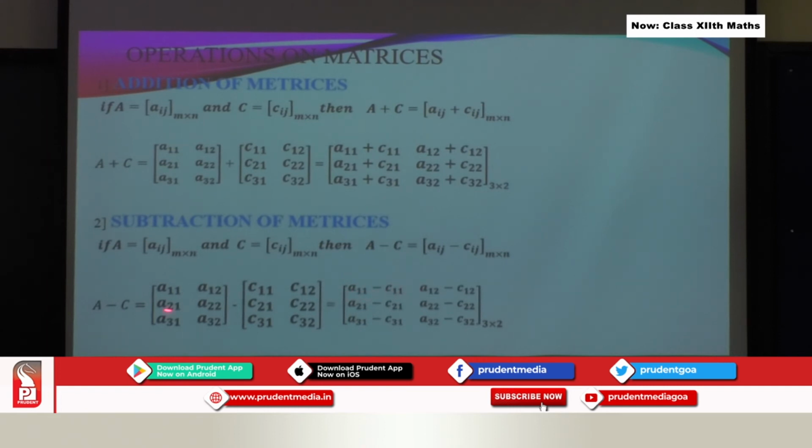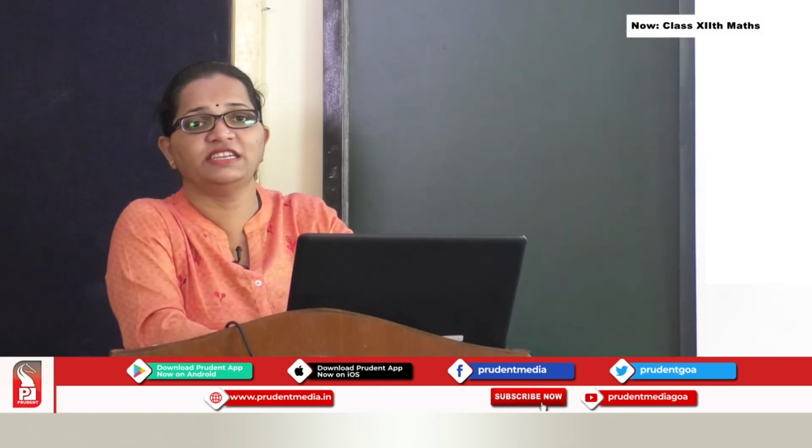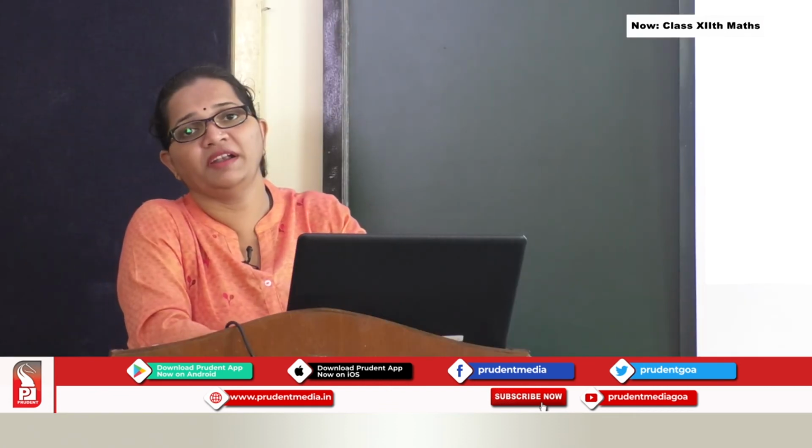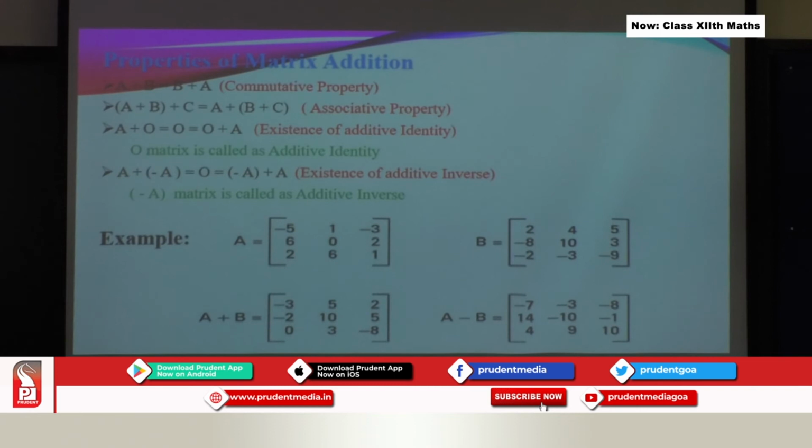You can see here A11 minus C11, again here A12 minus C12, and when you go further you are getting all the corresponding entries of the final output of matrix A minus matrix C. This is also called the difference of two matrices. So let's proceed further with the properties of matrix addition.